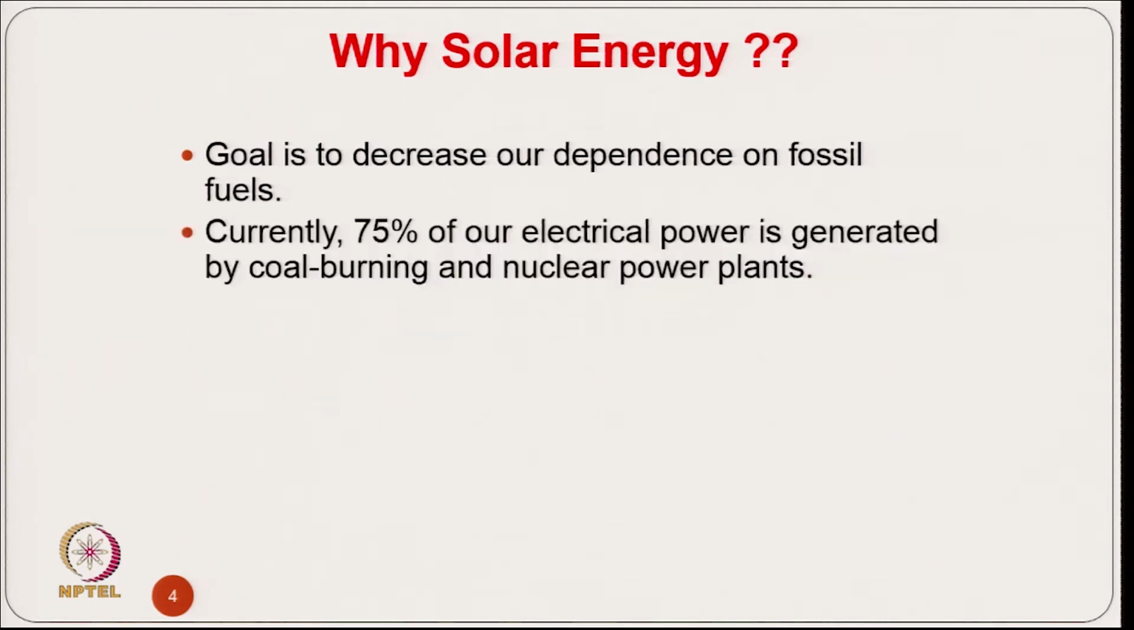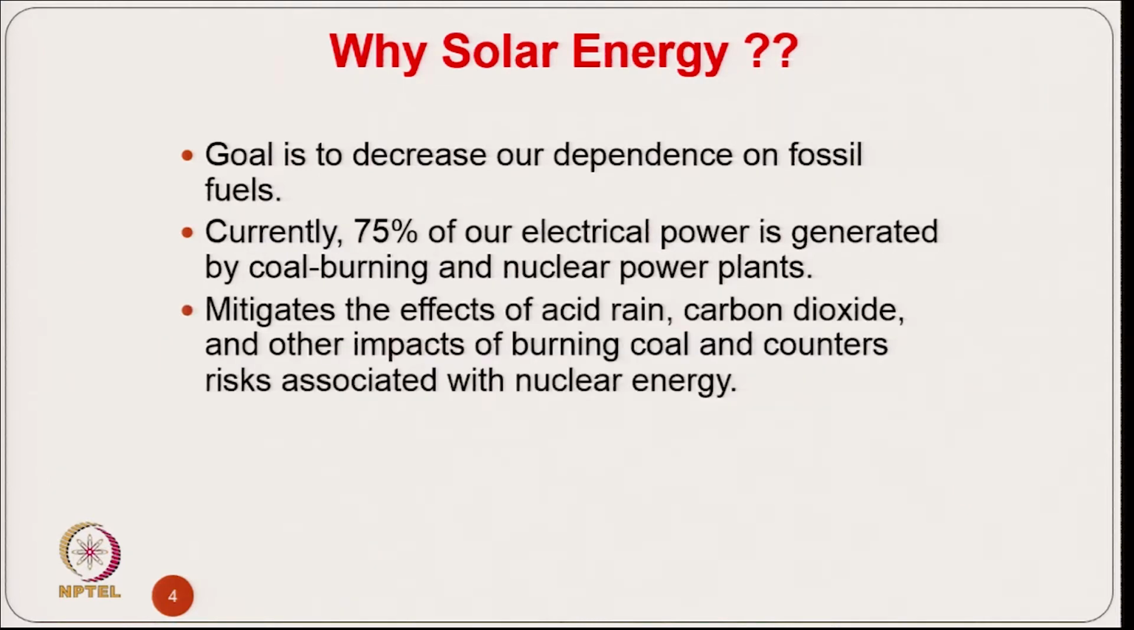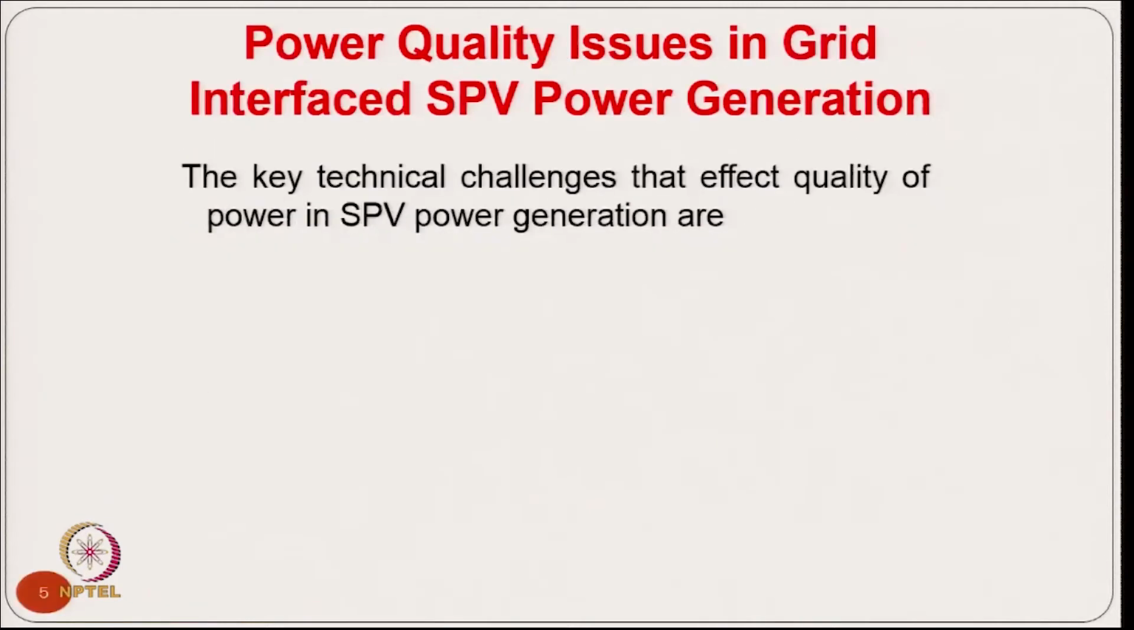Currently 75% of our electrical power is generated by coal burning and nuclear power plants. Solar mitigates the effect of acid rain, carbon dioxide and other impacts of burning coal, and counters the risk associated with nuclear energy. It is pollution free and indefinitely sustainable.